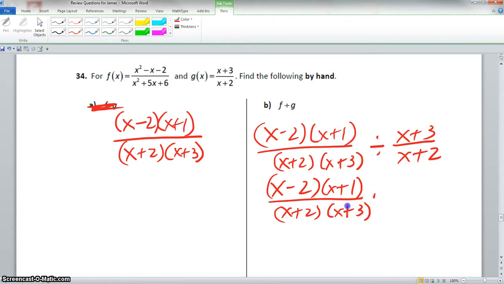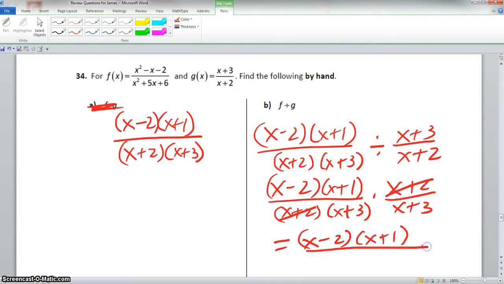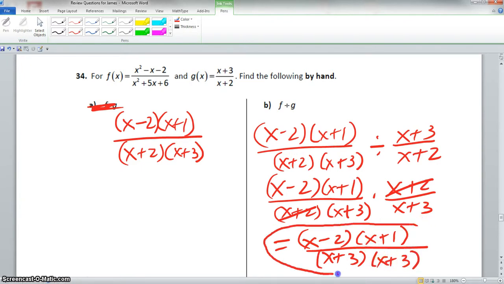Change division to multiplication. Take the reciprocal of the second fraction. And then we simplify. So the x plus 2's will simplify out. And actually that's all that simplifies out. So we will have x minus 2 times x plus 1 all over x plus 3. Now we could write x plus 3 squared or x plus 3 times x plus 3. Either one is acceptable. And that is the final answer.